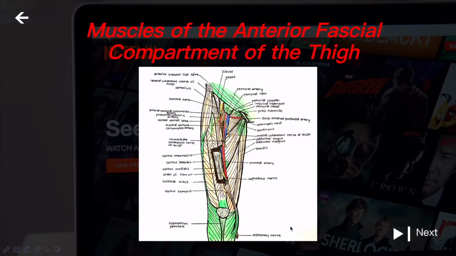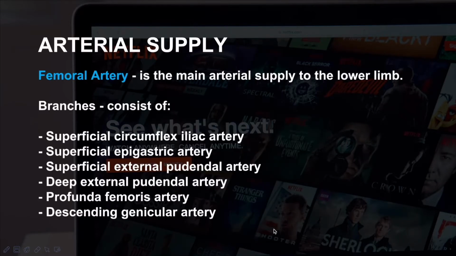So there are three major muscles in the anterior thigh: the pectineus, sartorius, and quadriceps femoris. In addition to these, the end of the iliopsoas muscle passes into the anterior compartment. Arterial supply. The femoral artery is the main arterial supply to the lower limb.